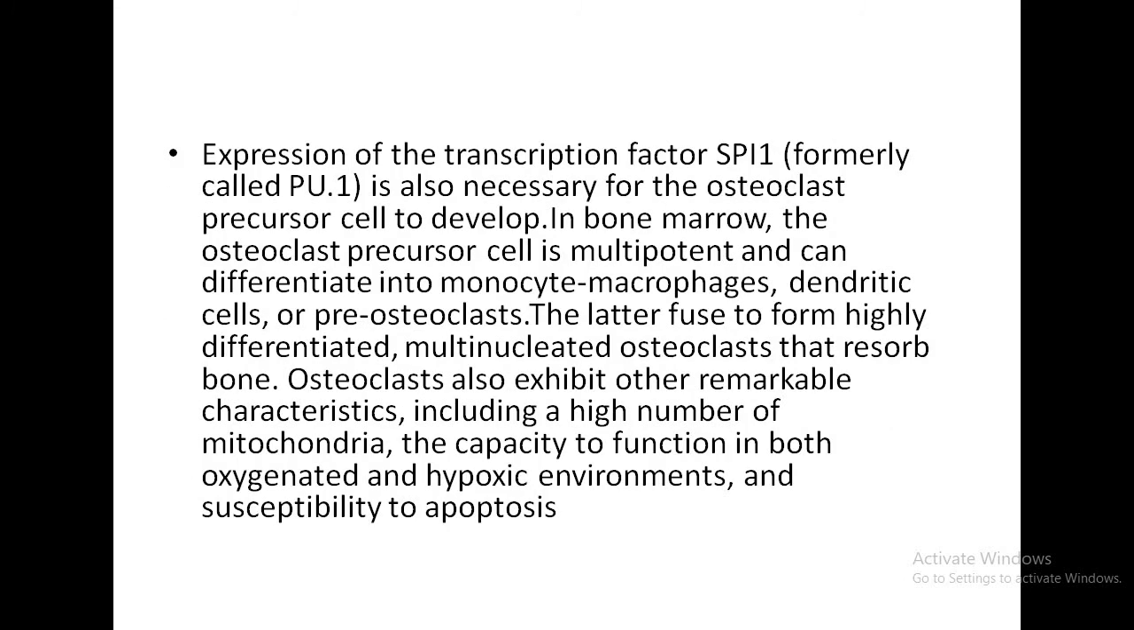So there is another transcription factor called SP1. It is necessary for the osteoclast precursor to develop. The osteoclast precursor cell is a multipotent cell. As I told before, it is of monocytic origin. So it could differentiate into monocyte macrophages, or dendritic cells, or pre-osteoclasts. The pre-osteoclasts fuse to form highly differentiated multinucleated osteoclasts, like a syncytium, and these resorb the bone.